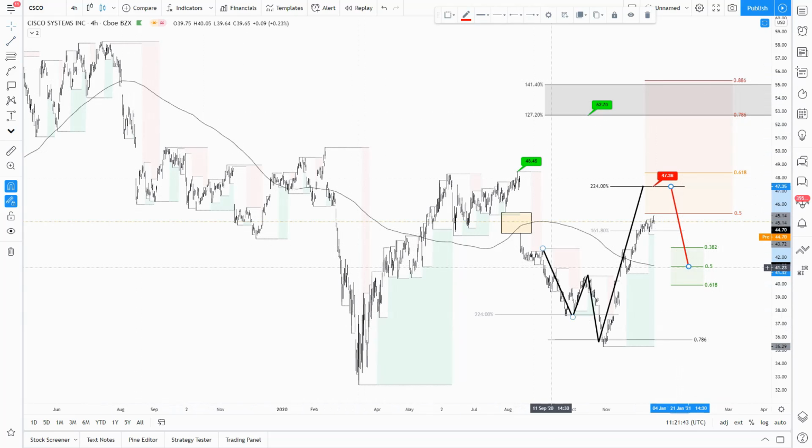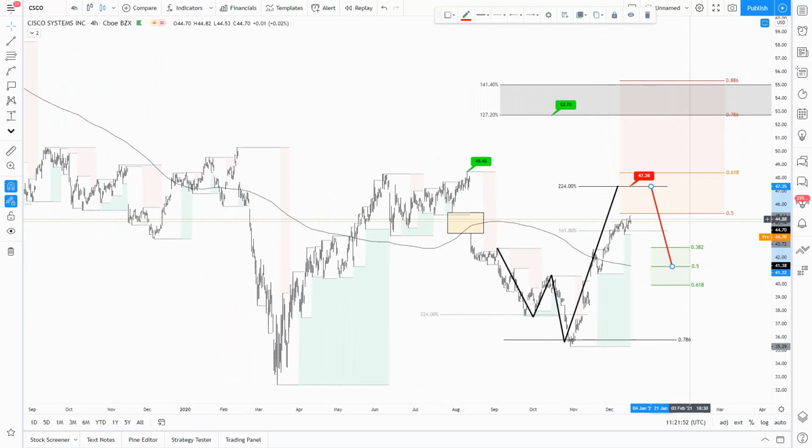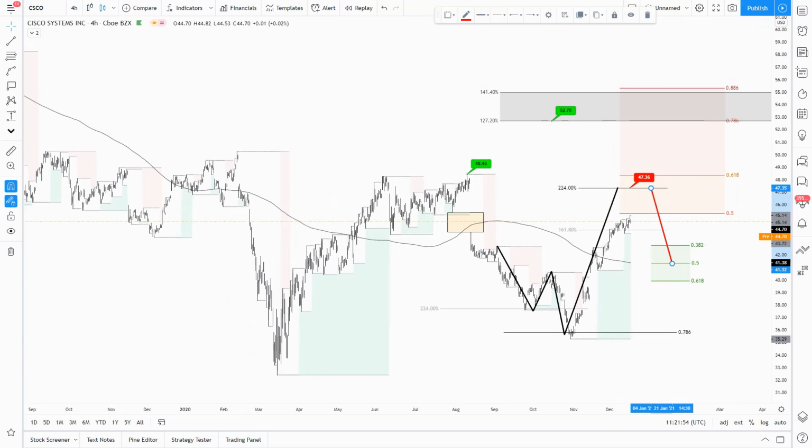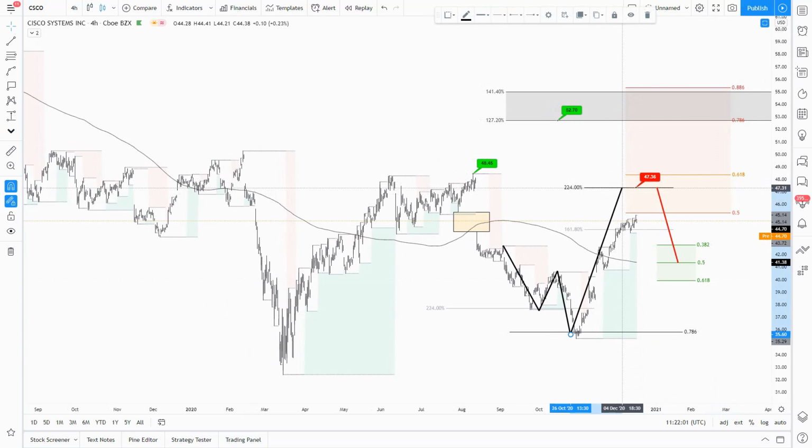Note that we are trading a bearish momentum in a 4 hours time frame chart. Only trading above 48.45 will change my bearish perspective for Cisco. I'm waiting for that to happen, and I want to see how the price will react at the 224% Fibonacci before breaking above.